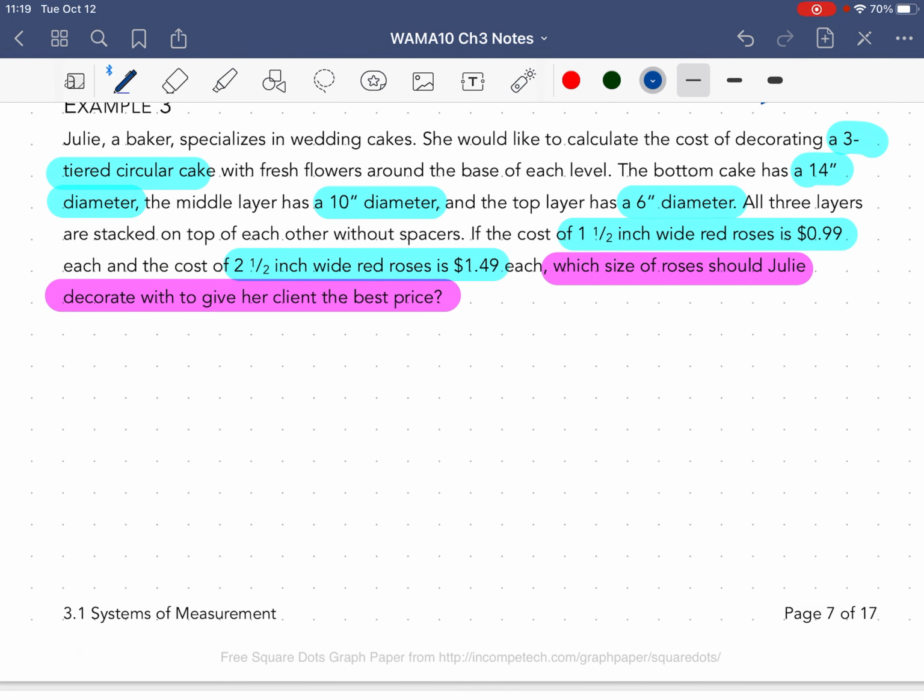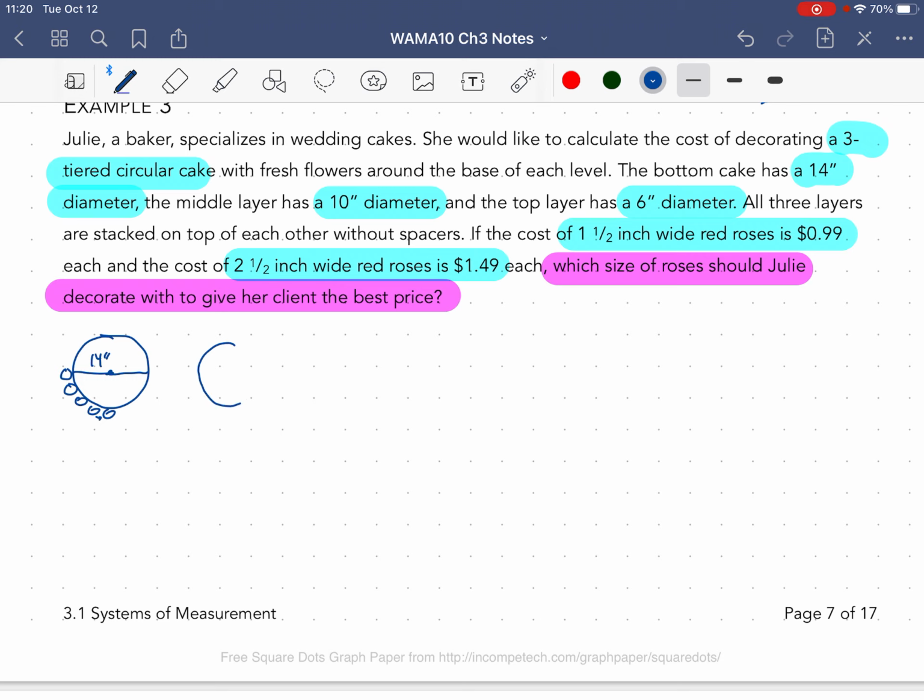All right, so we have 3 cakes. So we have a 14-inch diameter cake. So it's 14 inches in diameter. And then we'll put roses around it like this. And we're going to assume that they're touching each other. So it's just all the way around. So 14-inch diameter.